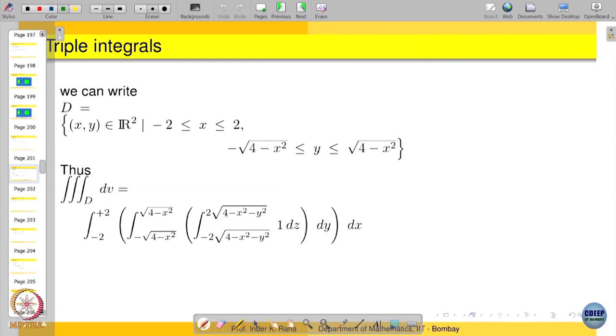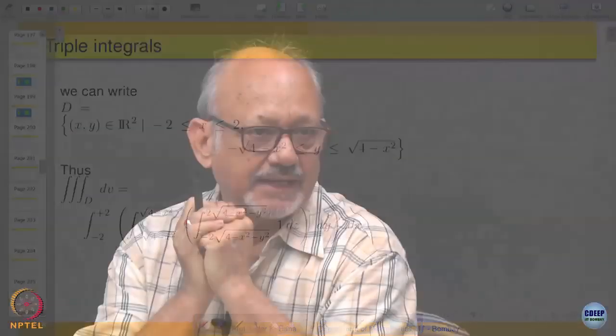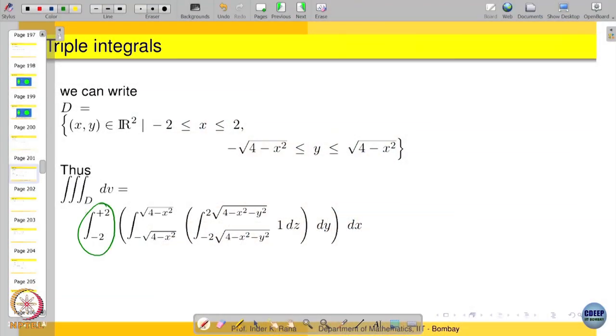So, this is the region of the ellipsoid when projected onto the xy plane. The points inside the ellipsoid can be described as x goes from minus 2 to plus 2. And where does y vary from? For every point x, y varies from minus square root of 4 minus x square to plus square root of 4 minus x square. So, lower part of the circle to the upper part of the circle, that is the region R. So, this is describing the region R, the projection onto the xy plane, okay.